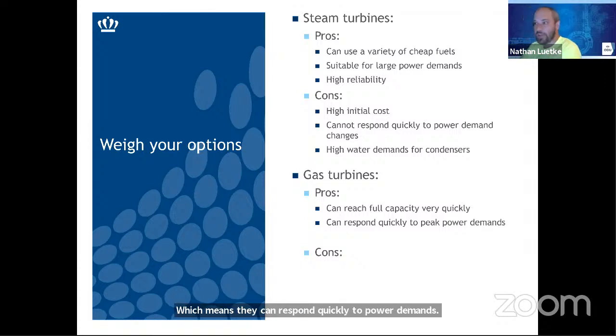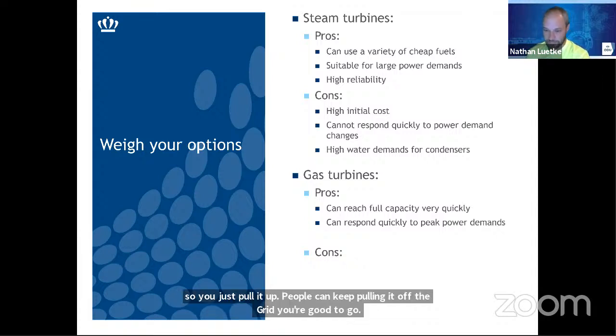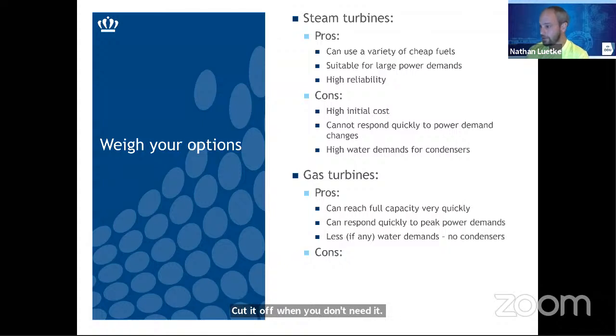So if you know that you're going to have a peak or a surge where every day for, say, 6 weeks in the summer, you need to pump up the power output by maybe 20 megawatts for a 2-hour window, you can do that with gas turbines very quickly. No need to worry about how to store it. It's not going to go to waste. You just bam, pull it up. People can keep pulling it off the grid. You're good to go. Cut it off when you don't need it. Unless, if any, water demands, there's no condensers required.